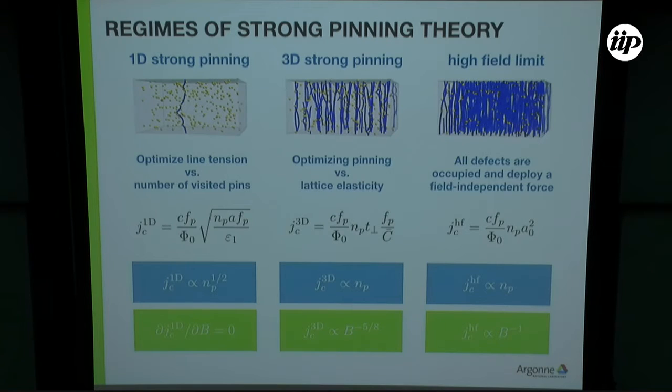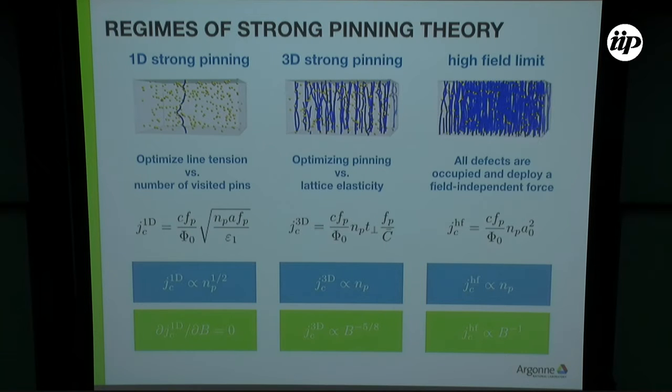So square root NP dependence and no dependence on the magnetic field. Then we have the classic 3D strong pinning regime, where we have this elasticity appearing, we have the transverse scattering length appearing, and then the critical current is expected to scale linearly with the number of defects, and to have a dependence which is a bit more complicated than 1 over square root b.